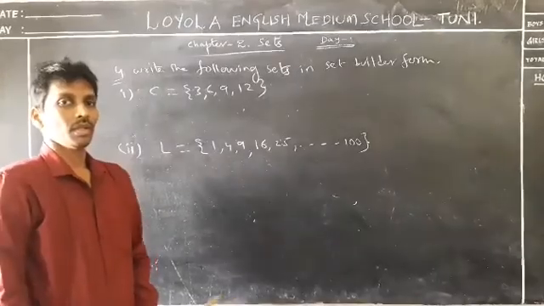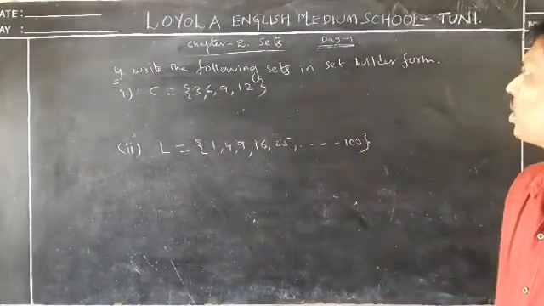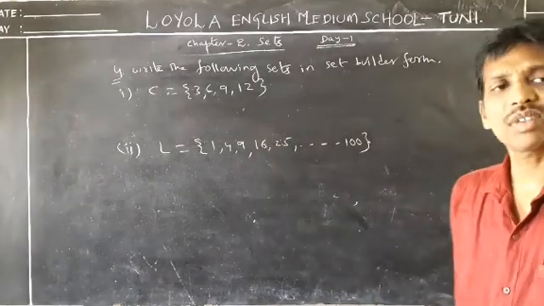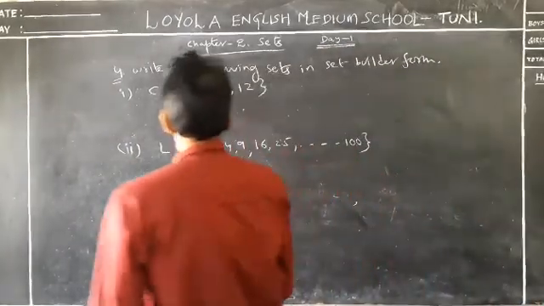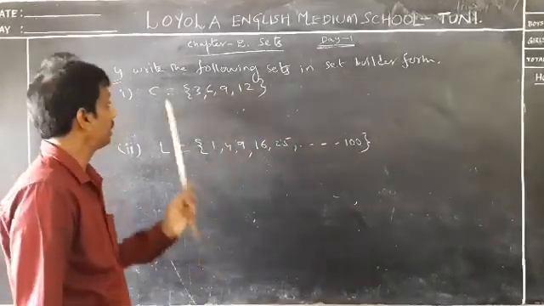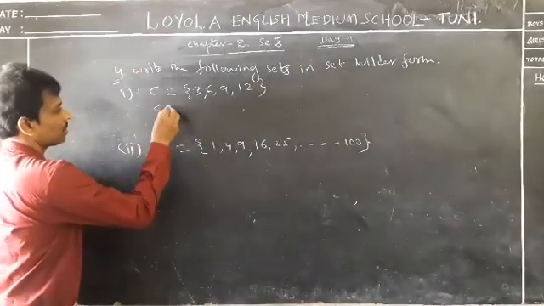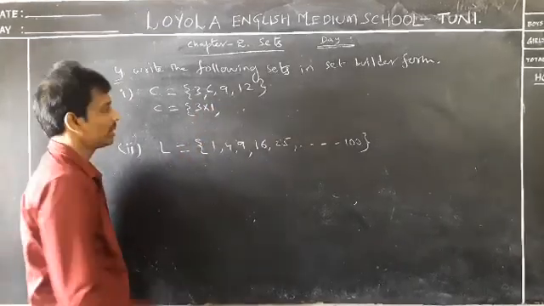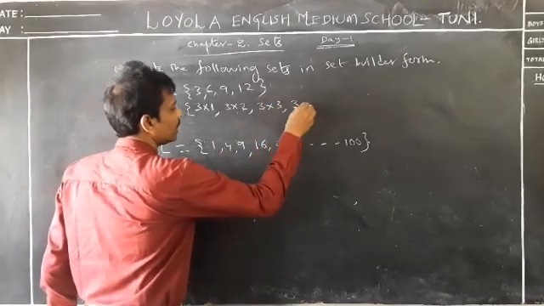Children, listen. The next question. Write the following sets in set builder form. Here, roster forms are given. We are asking to convert them to set builder forms. Let us see here 3, 6, 9 and 12 are the elements given in this set. So let us convert them like this. May I write 3 as 3 into 1? How about 6? 3 into 2, 3 into 3, 3 into 4.